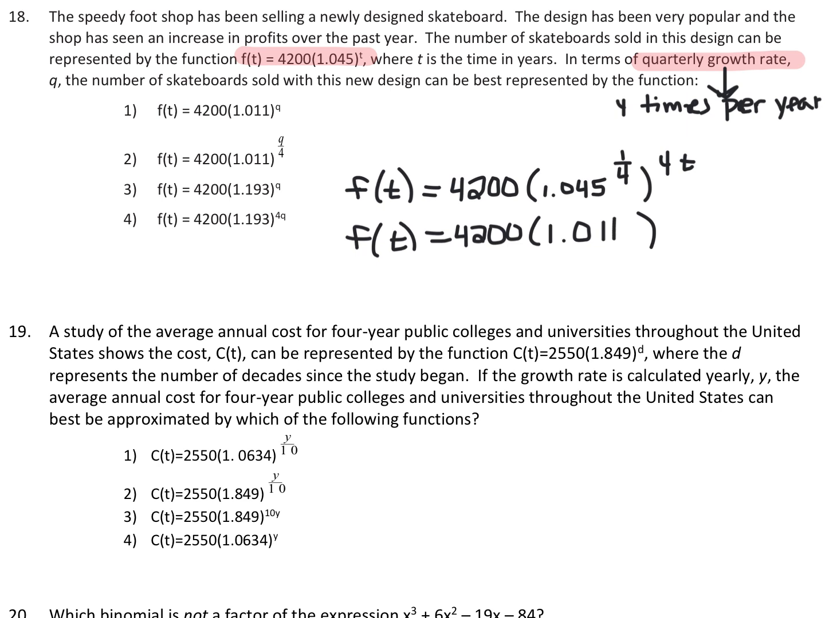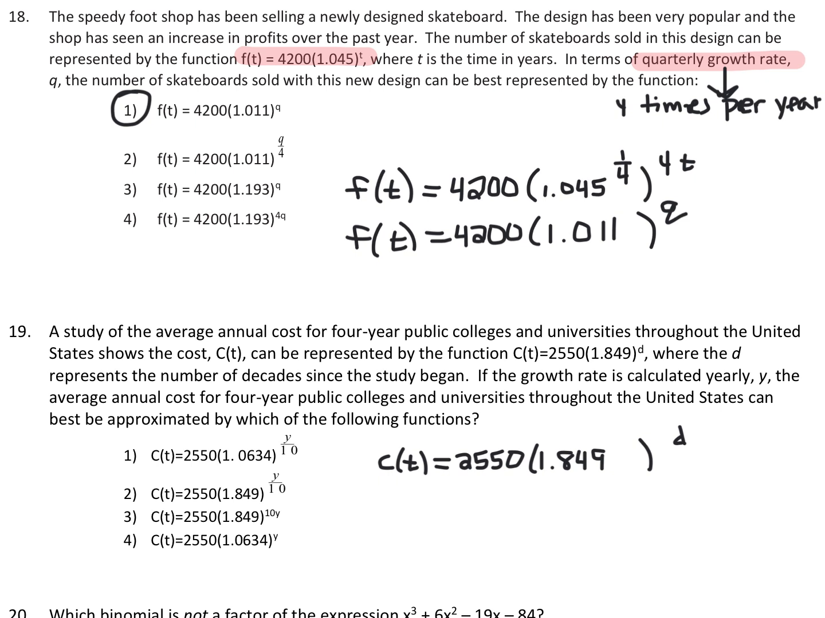1.011. And then if you look at the answer choices, the exponents are not in terms of t, they're in terms of q for quarters. Now, didn't we say that this means 4 times per year? And 4 times per year is just another way of saying a quarter. So we can replace this 4t with a q. And if we look at our answer choices, that matches up with choice number 1.